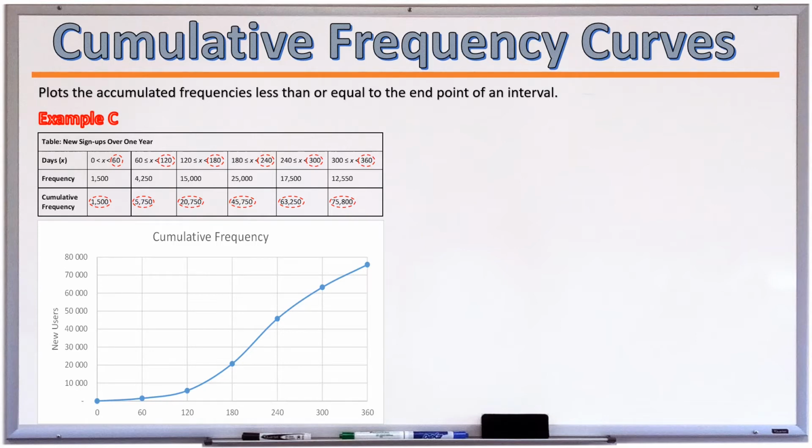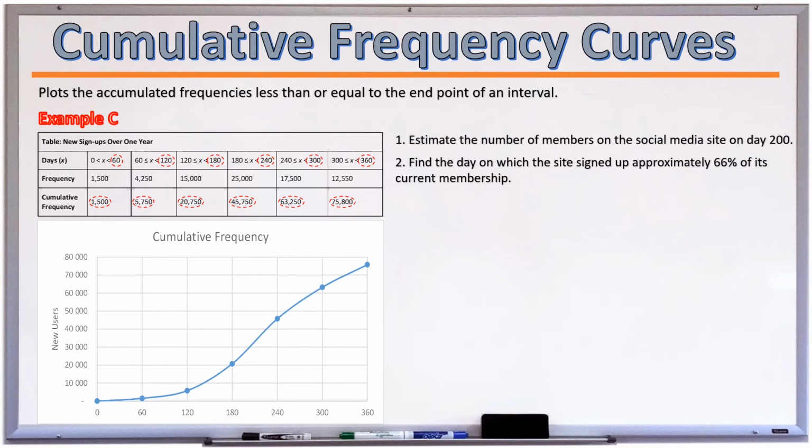So from the initial data we were provided with, we would not be able to determine the exact number of signups each day. The only thing that we would know is the date range in which certain signups took place. So for example, we know that the first 1,500 signups occurred in the first 60 days, and that the next 4,250 occurred in the next 60 days. However, we are unable to determine the exact number of new signups on, say, day 61, 62, or 63, for example. So a cumulative frequency curve can be used to estimate such quantities. We'll do two examples.